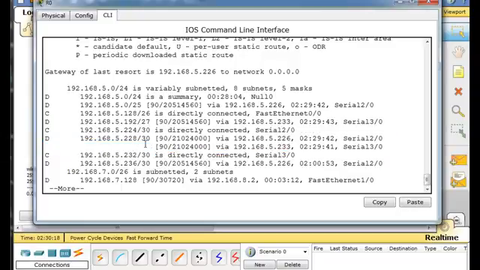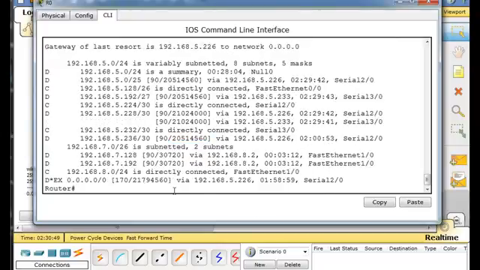What this means is that EIGRP, right, is equal cost load balancing out of both of these interfaces, right? So that's on by default, equal cost load balancing. You can see the administrative distance is 90, and they both have the same composite metric, right? This is the feasible distance. So equal cost load balancing in effect, right? And we've also got some problems here with the null zero, right? So let's take a look at this.